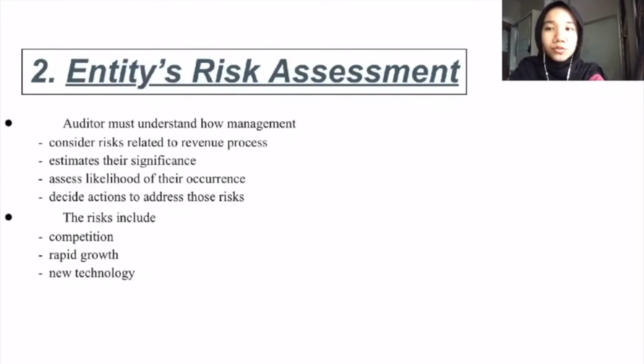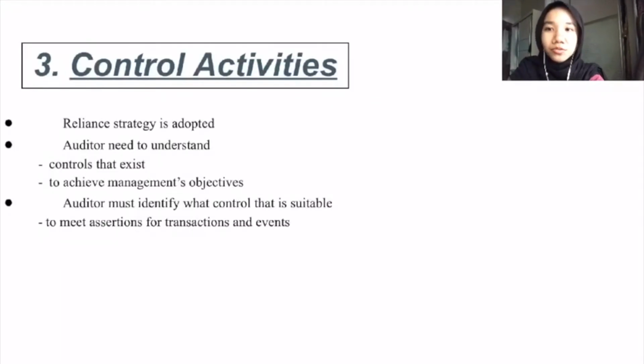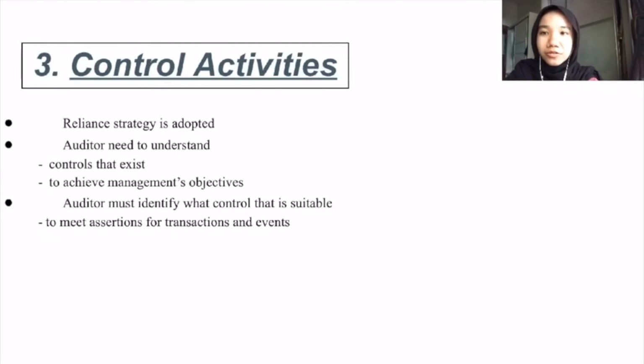The second one, which is entity's risk assessment. Auditor must understand how management considers risk related to their revenue process, estimate their significance, and assess likelihood of their occurrence. The risks also include their competition, rapid growth, and new technology. The third one, which is control activities. Reliance strategy is adopted in these control activities. Auditor also needs to understand control that exists to achieve management's objective.